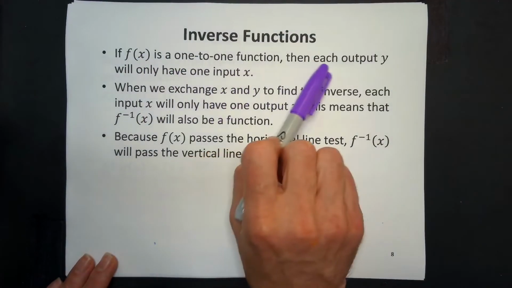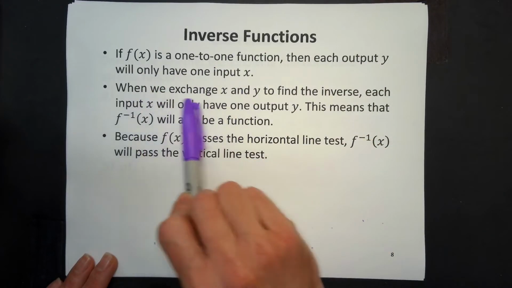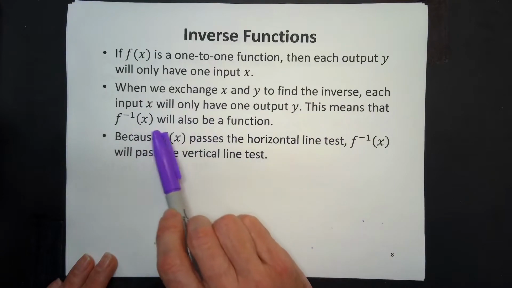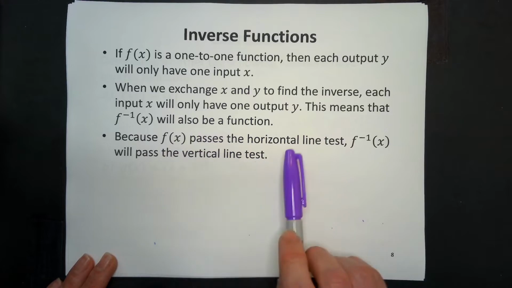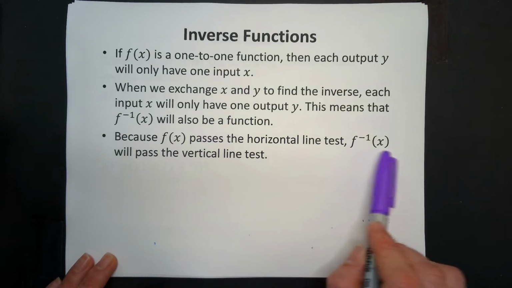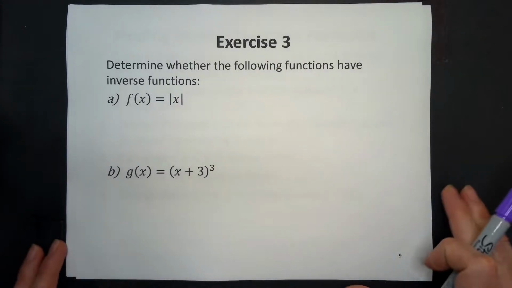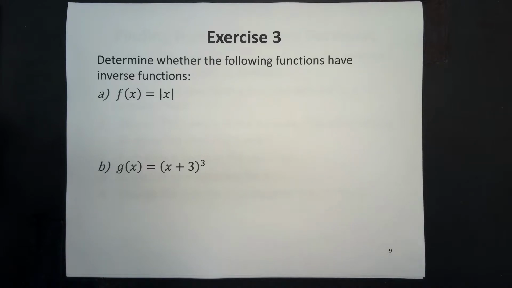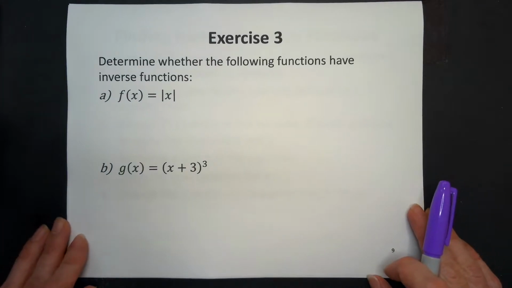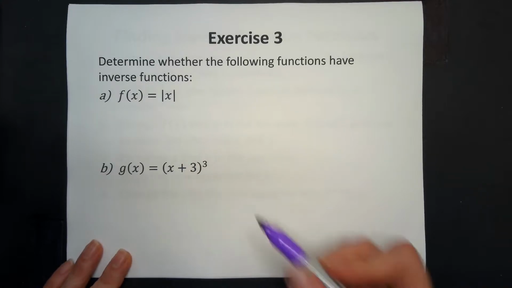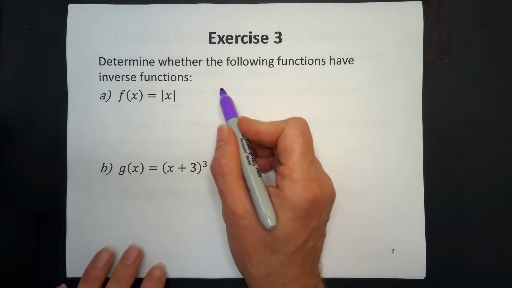If f is a one-to-one function, then each output y will only have one input x. When we interchange x and y to find the inverse, each input x will only have one output y. This means that f inverse will also be a function. Because f passes the horizontal line test, f inverse of x will pass the vertical line test. Essentially what I showed you there. So, determine whether the following functions have inverse functions. The easiest way to do this is to graph the original function and see if it passes the horizontal line test. It's kind of hard to prove something's one-to-one generically, because you have to consider all the points. So it's easier just to look at the graph.